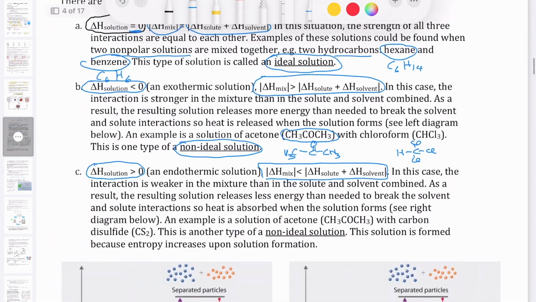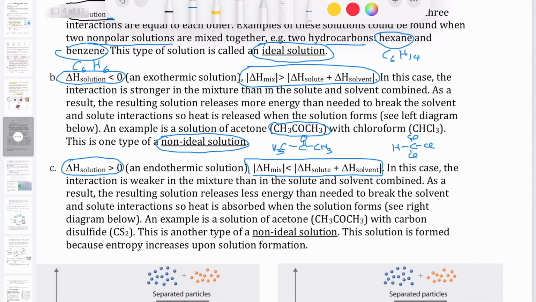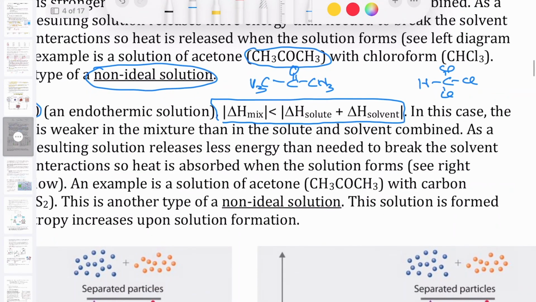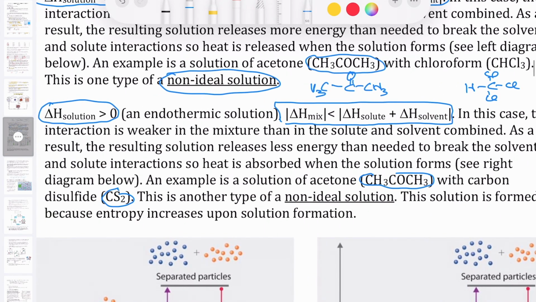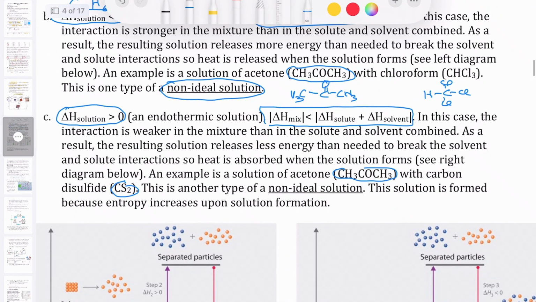Okay, so this is sort of the opposite case from number 2 that we just talked about. An example of this is if you, for example, have acetone, which again is a dipole-dipole type molecule, with carbon disulfide, which is actually a nonpolar molecule. Because one is polar, that's why it has dipole-dipole, and the other one is nonpolar, they don't really make very strong interaction with each other. They actually prefer to be in their solvent state and solute state as opposed to being in the mixed state. And this is just another example of a non-ideal solution.